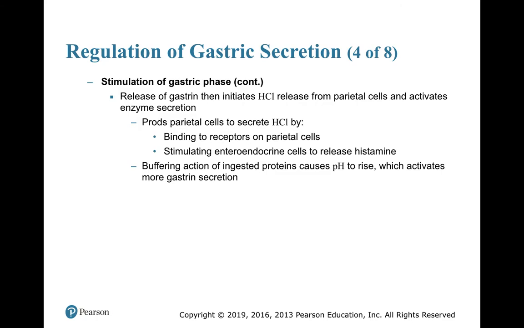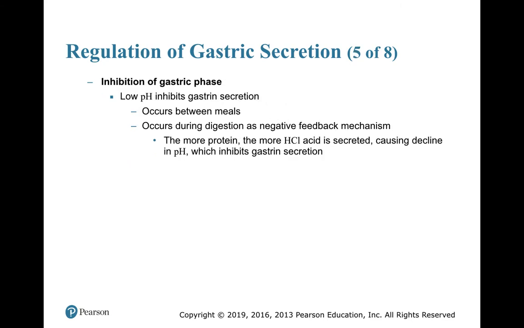Gastrin prods the parietal cells to secrete hydrochloric acid by binding to receptors on the parietal cells and stimulating the enteroendocrine cells to release histamine. The buffering action of ingested proteins causes the pH to rise. That would activate more gastrin secretion. Low pH would inhibit gastrin secretion. That would occur between meals and during digestion as a negative feedback mechanism. So the more protein, the more hydrochloric acid secreted. That would cause a decline in pH, and that would inhibit gastrin secretion.